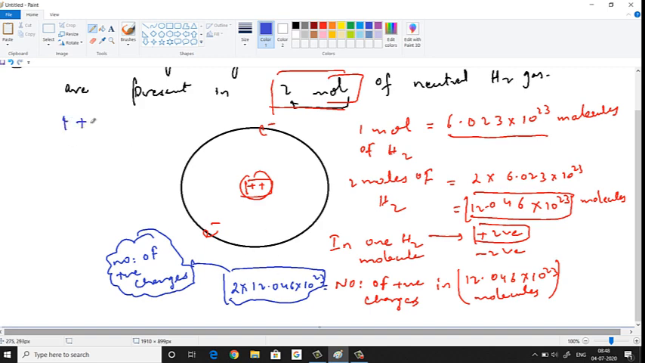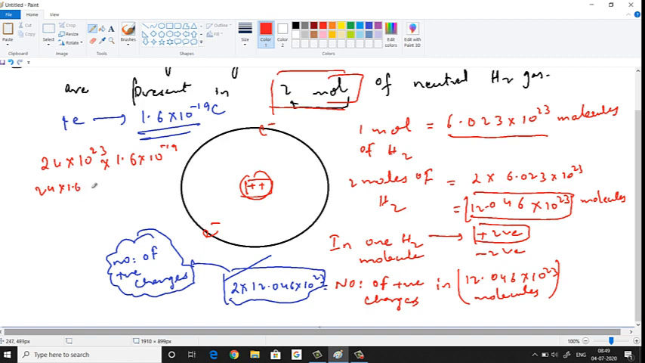So on one electron or one positive charge, 1 E I'm writing, okay, 1 E may represent one charge on one electron or positive charge. So that is equal to how much? 1.6 into 10 power minus 19 coulomb. So for so many, how much is the charge? Simple. So if you multiply these two, approximate value, how much will you get? 2 into 12 is 24. 24 into 10 power 23, these are the number of positive charges approximately, into 1.6 into 10 power minus 19. So 24 into 1.6 into 10 power 4.